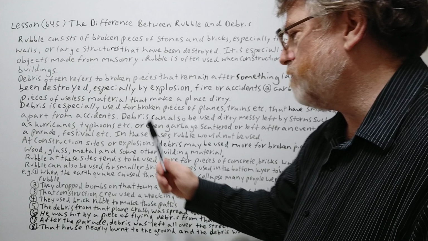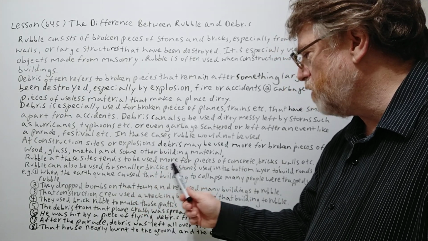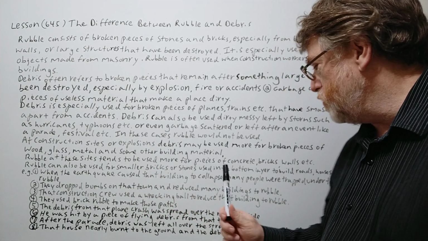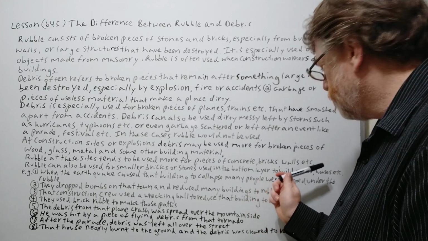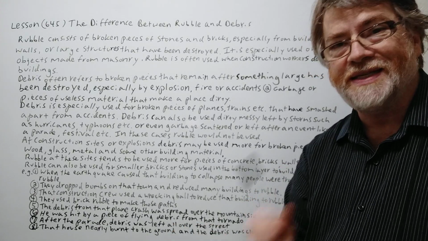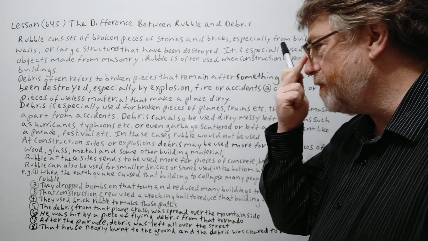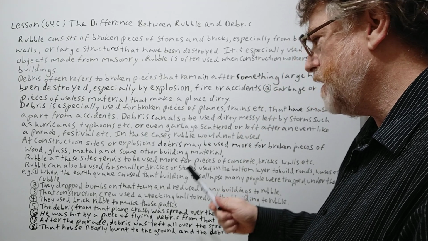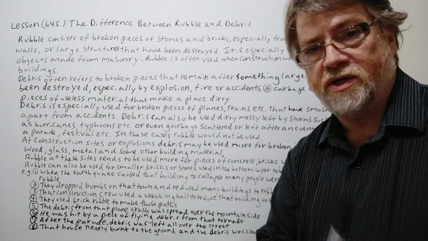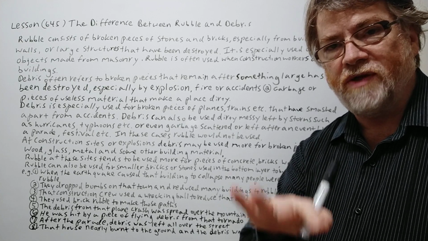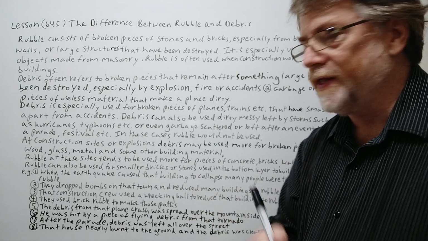Okay. Rubble can also be used for smaller bricks or stones used in the bottom layer to build roads, houses, etc. So that's the second use for rubble as well. All right, let's continue. And we got 8 examples here to show how it's used, or give you a better feel of when you might use one than the other.